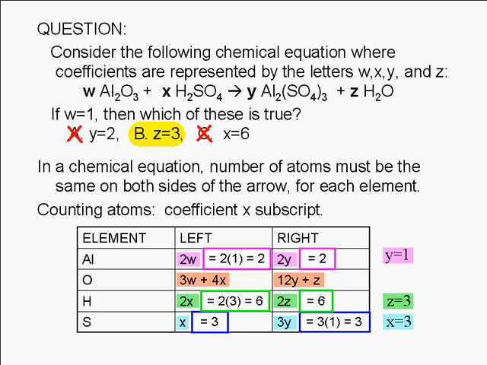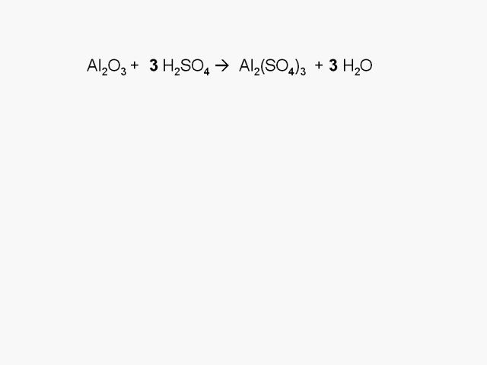Let's verify that oxygen is also balanced. The number of oxygen atoms on the left is 15. 3W plus 4X is equal to 3 times 1 plus 4 times 3, or 15. The number of oxygen atoms on the right is also 15. 12Y plus Z is equal to 12 times 1 plus 3, or 15. So here's our chemical equation. The coefficients W, X, Y, and Z are 1, 3, 1, and 3.